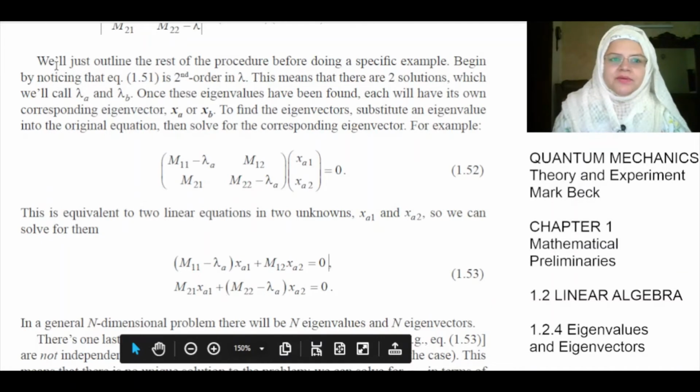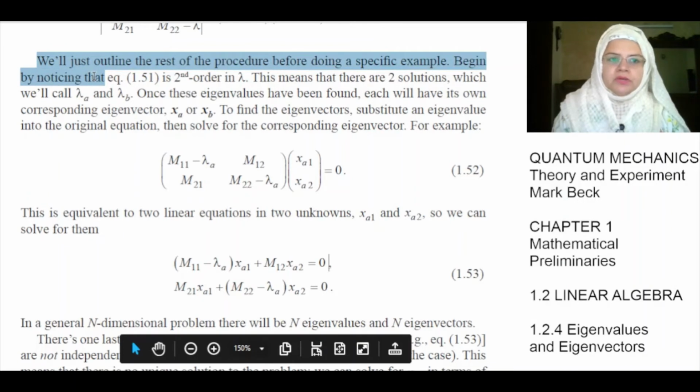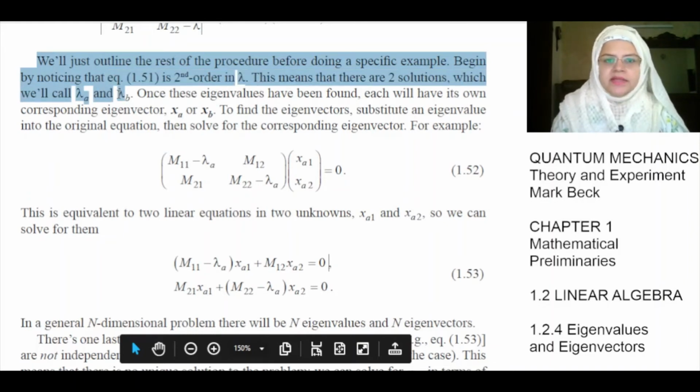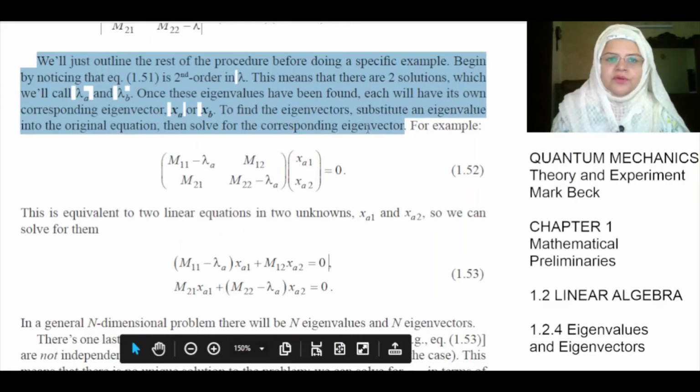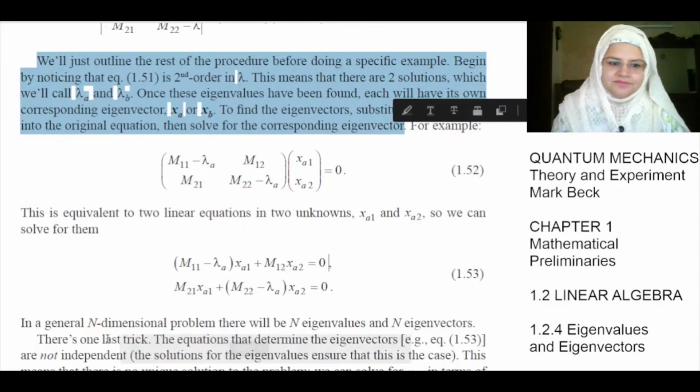We will just outline the rest of the procedure before doing a specific example. Begin by noticing that equation 1.51 is second order in lambda. This means that there are two solutions, which we will call lambda A and lambda B. Once these eigenvalues have been found, each will have its own corresponding eigenvector, xa or xb. To find the eigenvector, substitute the eigenvalue into the original equation, then solve for the corresponding eigenvector.